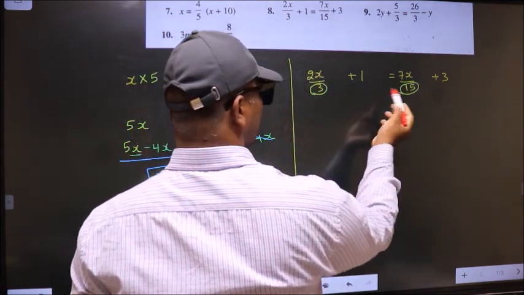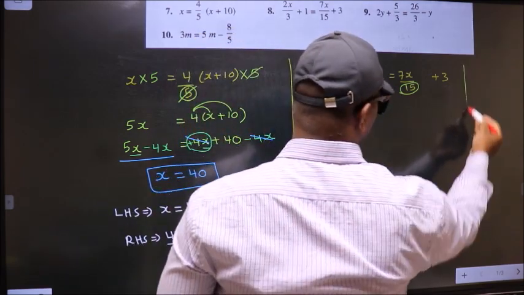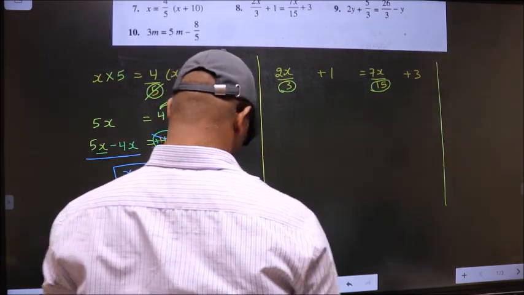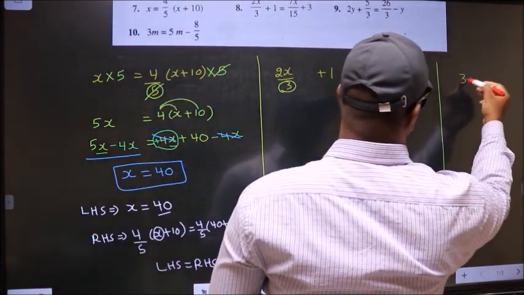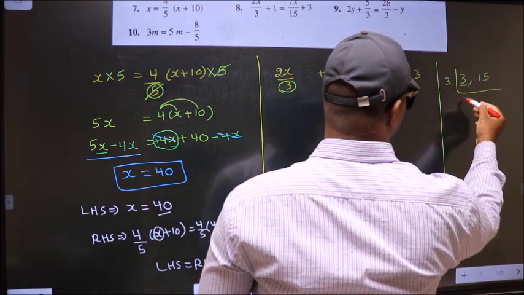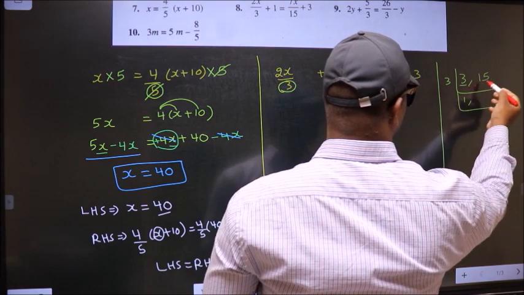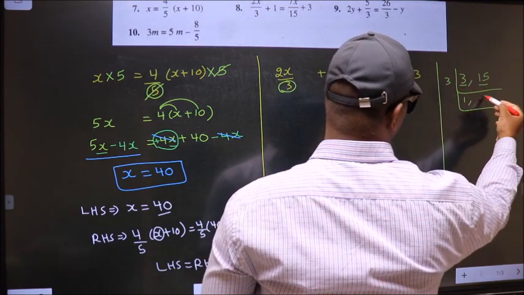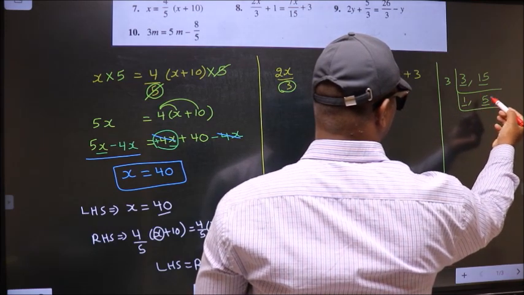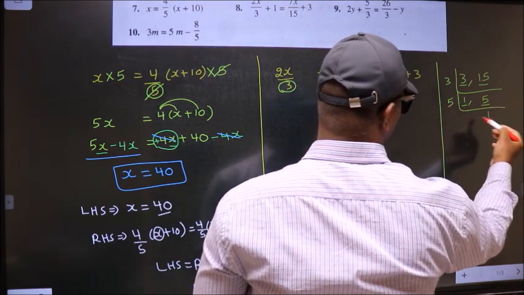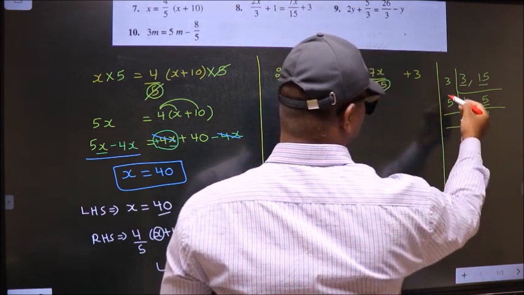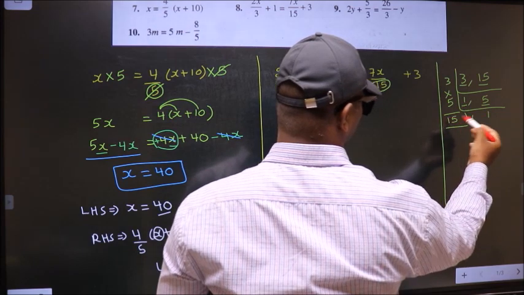To remove these denominators, we should take the LCM of them. So the LCM of 3 and 15. So first number 3, take 3, 3 ones 3. Other number 15, when do we get 15 in the 3 table? 3 5s 15. Now we got 1 here, focus on the next number 5. 5 is a prime number, so 5 ones 5. We got 1 in both the places, so our LCM is 3 into 5, 15.